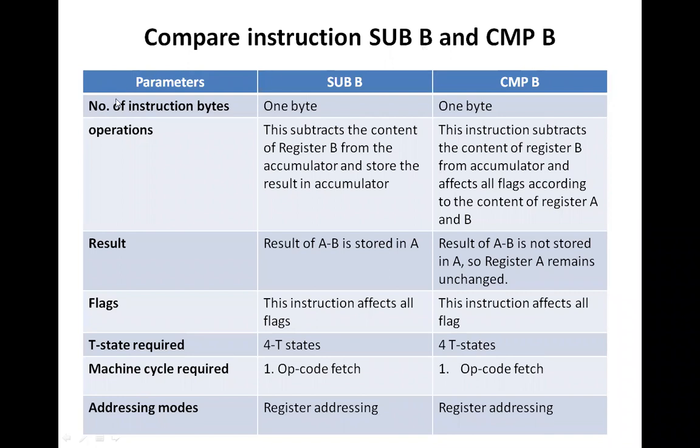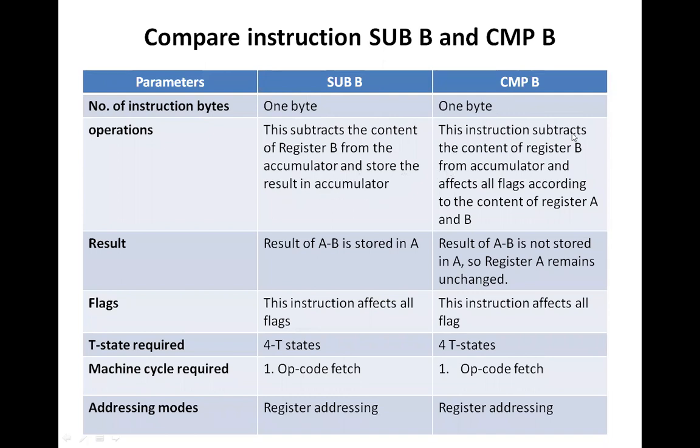Now the first parameter in which they are compared is the number of instruction bytes. Subtract B is a 1 byte instruction. Compare B is also a 1 byte instruction. So both are the same as far as the number of instruction bytes is concerned. The second one is the operation. What kind of operation is being performed? Subtract B is going to subtract the content of register B from the accumulator, and it is going to store the result in the accumulator.